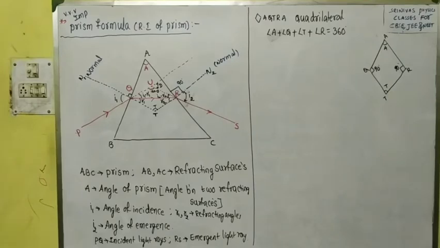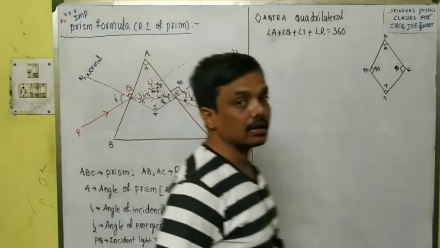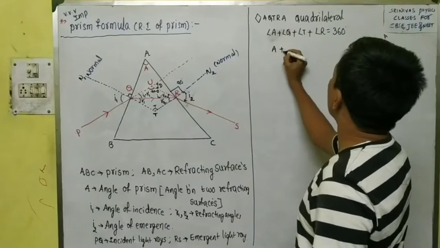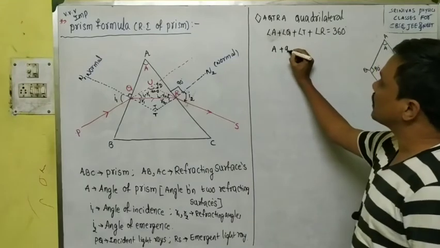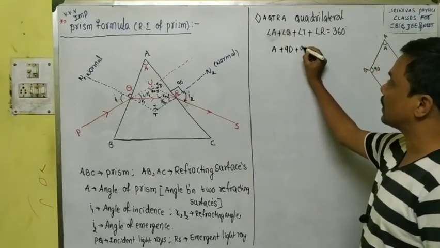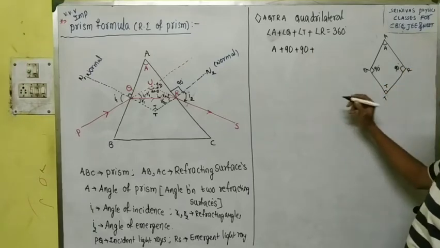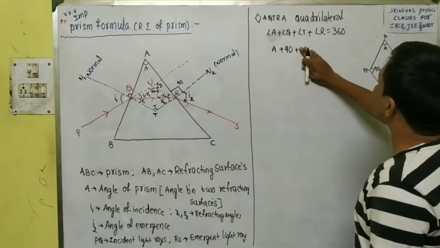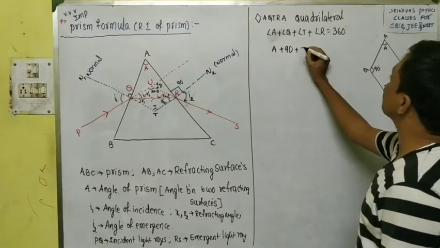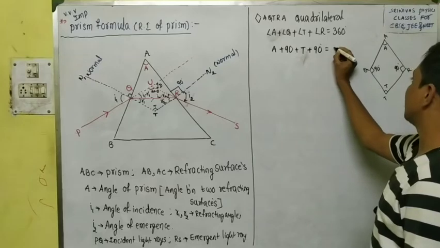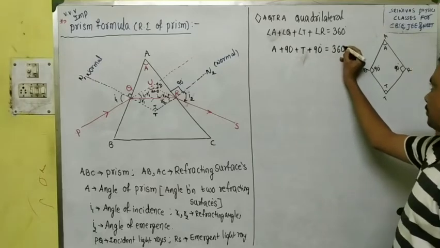You see here, the sum of four angles is equal to 360 degrees. We substitute the angles. What is the angle at A? A only. The angle at Q is 90, the angle at R is 90, and the angle at T is T. Then we will get 360.